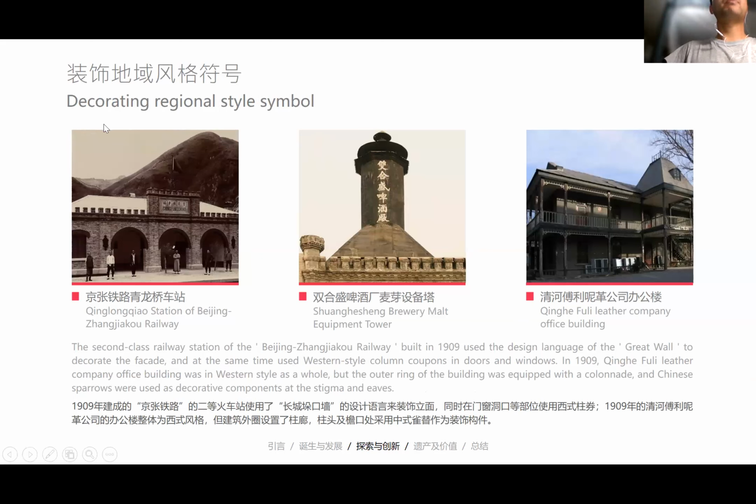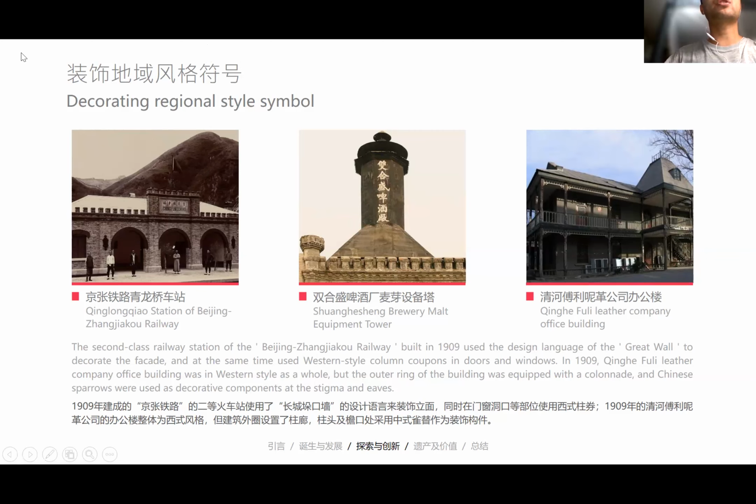The picture presents several early industrial buildings, including a railway building, Qinglongqiao Station, which is a part of the Jingzhang Railway. And in the middle is the Shuangshenghe Brewery factory that we talked about just before. And the red one is a textile building called Qinghe Leather Factory.